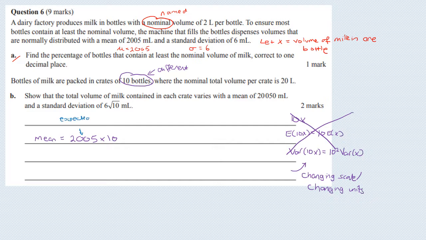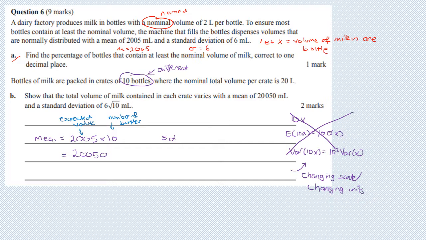We would expect each bottle to have a mean of 2005. Because we've got 10 of them, we can multiply by that. And this is how we're then going to get our answer that we were looking for, which is 20,050. If we're looking at our standard deviation, we can't really work things out straight away from standard deviation.